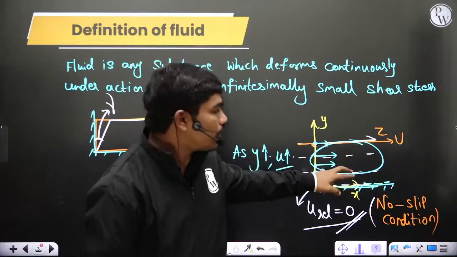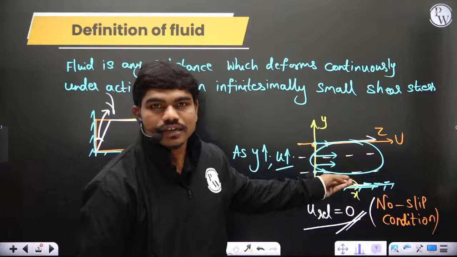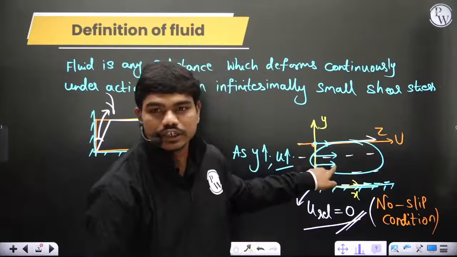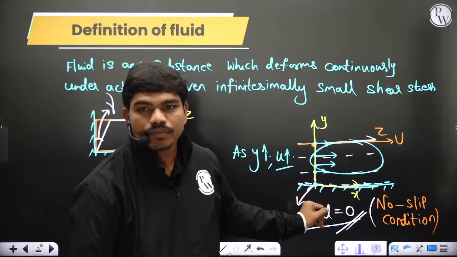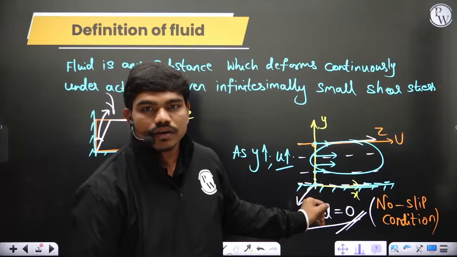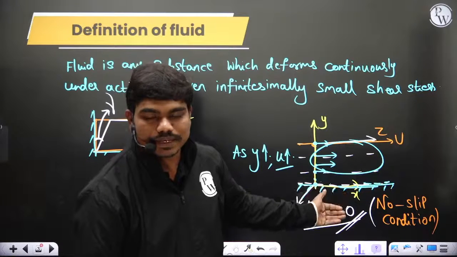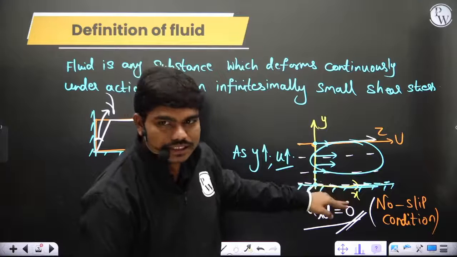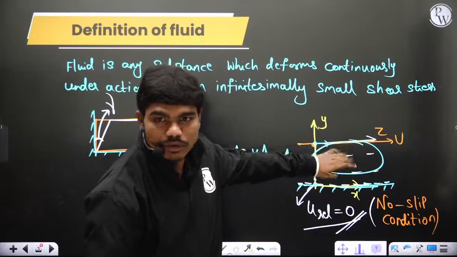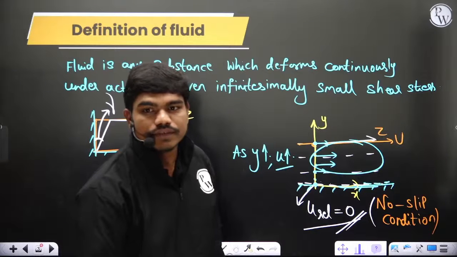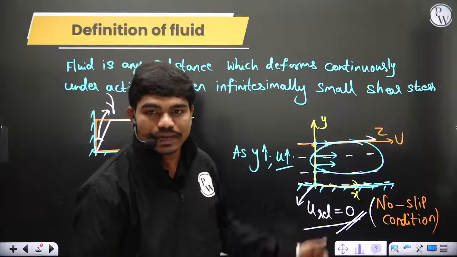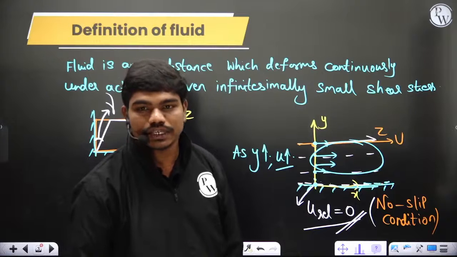Can anyone tell me what is the messenger, or what is the thing that's telling these fluid layers to slow down because of the plate here? It is intermolecular forces, and normally in case of liquids that is due to the viscosity, obviously.